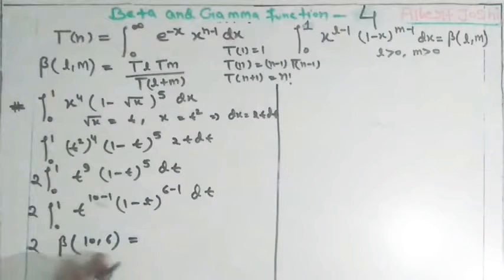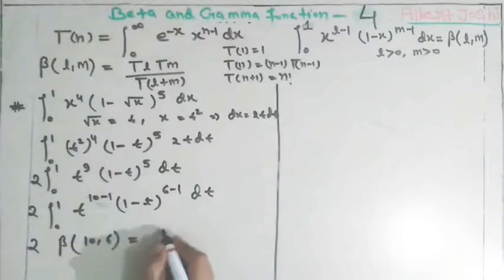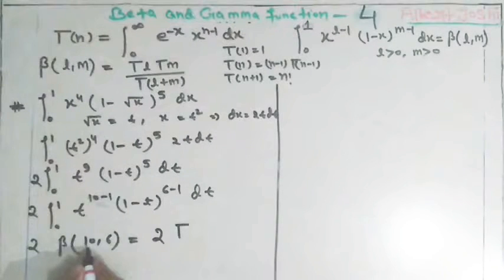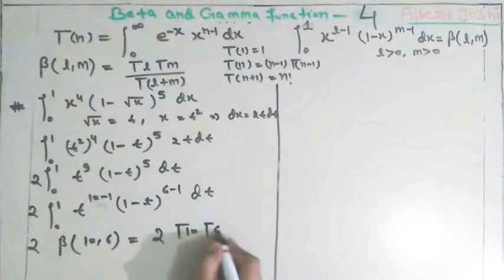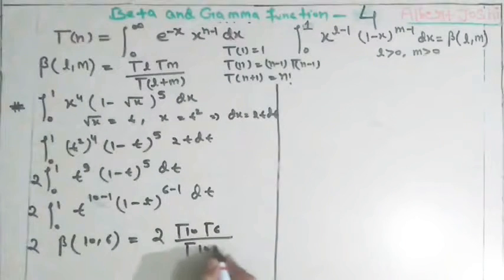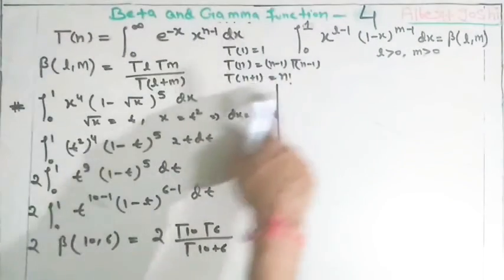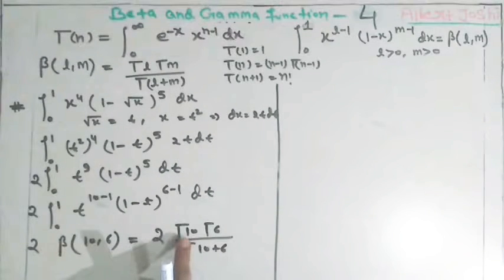So what about beta(10, 6)? This is equal to 2 gamma(10) gamma(6) / gamma(10 + 6). Very simple. You have this formula, and last time I solved this gamma. You must note that 10 + 6 is equal to 16. So you are getting 2 times this.